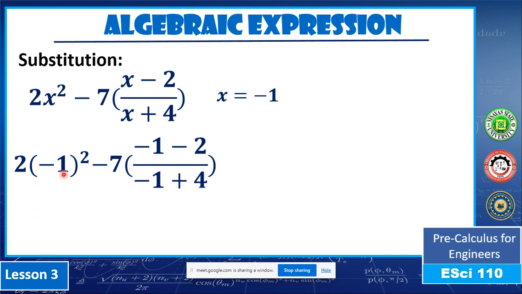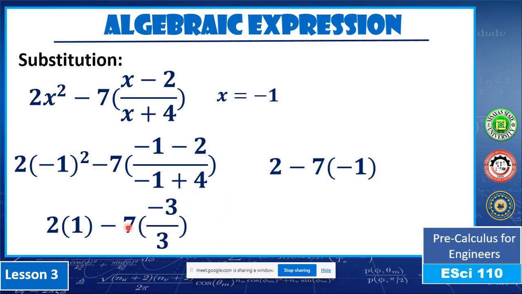So dito, negative 1 squared is just 1. So 2 times 1 minus, sa loob ng parenthesis dito is meron tayong fraction. So we need to simplify this one first. So negative 1 minus 2 is equal to negative 3. And negative 1 plus 4 is just 3. So therefore, we have 2 times 1 is equal to 2. This one right here, negative 3 divided by 3 is equal to negative 1. So therefore, 2 minus 7 times negative 1.